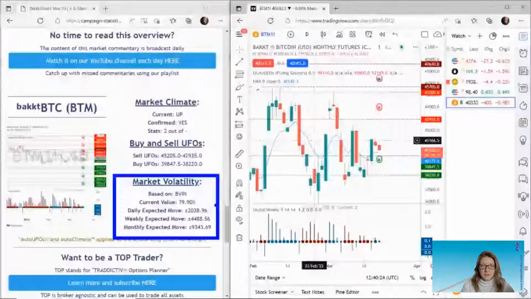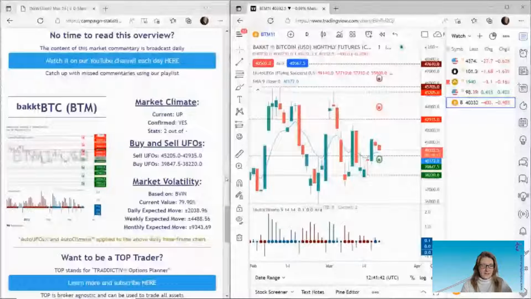In terms of volatility, we'd expect movement up or down in 1 year on Bitcoin of 79.9%. So in a day, 2,038.96 points. In a week, 4,488.56 points. And in a month, 9,343.69 points. So that's Bitcoin.